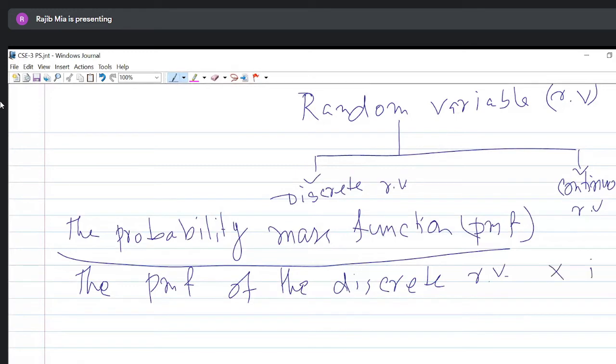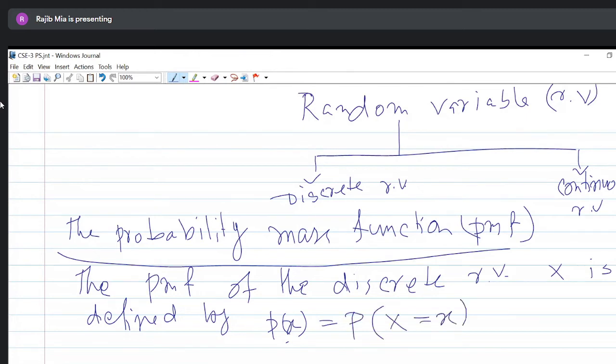The PMF of the discrete random variable X is defined by p(x). We denote this probability mass function by small p(x). It is defined by, that is, we have to find the probability for each possible value of the random variable X, that is probability of capital X equals small x. This is the probability mass function: p(x) equals P(X = x). Here capital X is the random variable for the particular random experiment, and small x is the possible values of the random variable.